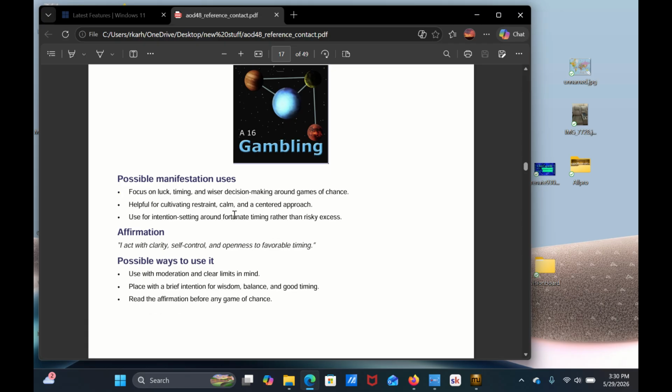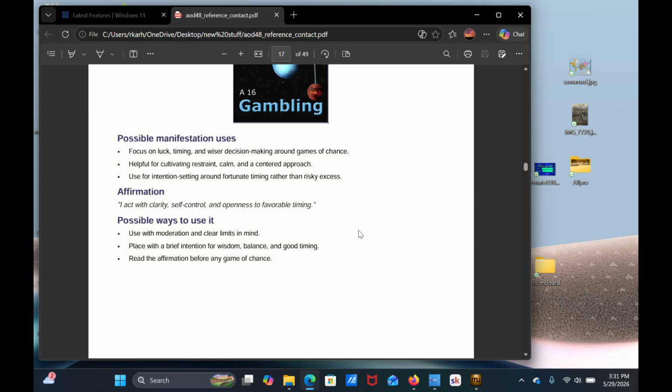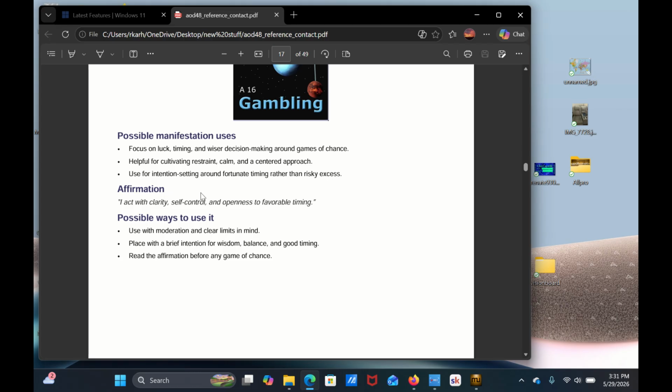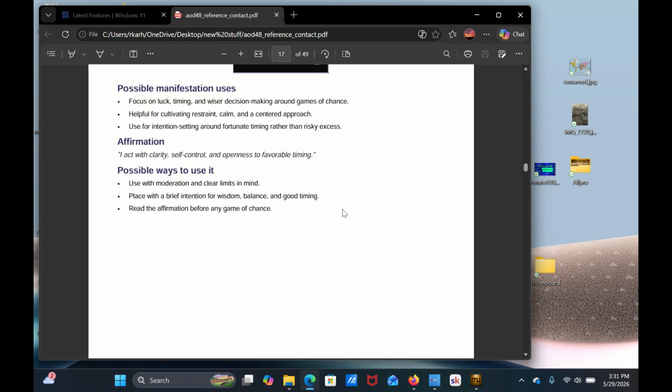Gambling. Focus on luck, timing, and wiser decision-making around games of chance. Helpful for cultivating restraint, calm, and considered approach. Used for intention setting around fortunate timing rather than risky excess. Affirmation. To act with clarity, self-control, and openness to favorable timing.